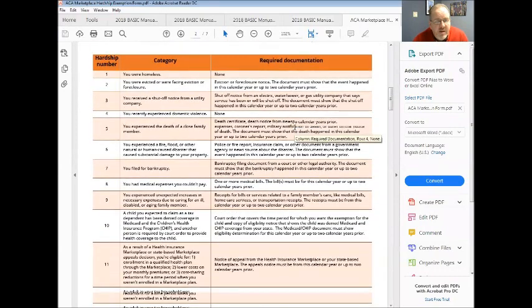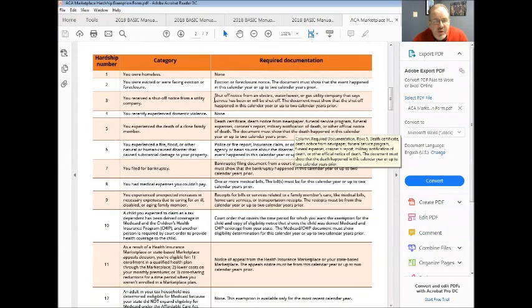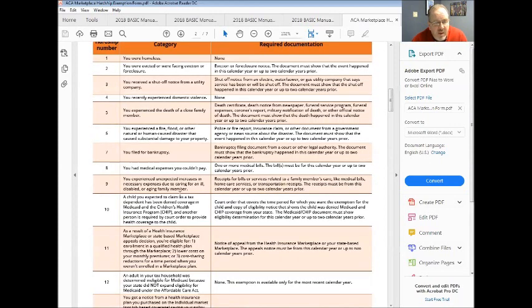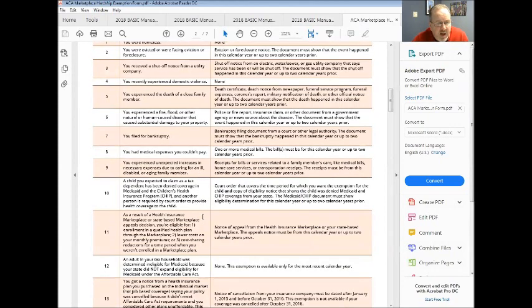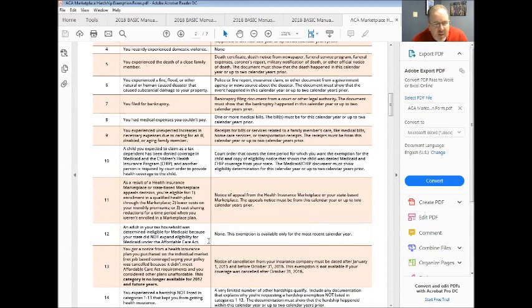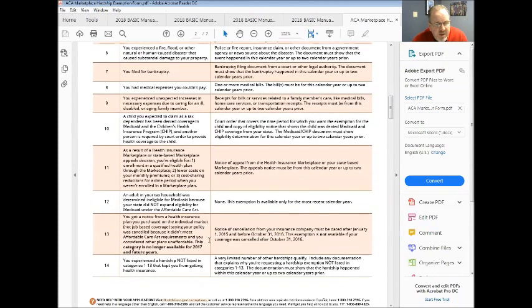As you can see on here, these are the categories for the hardships. You can give numbers: you're homeless, you're evicted. Hey, I forgot to pay the light bill, I got a shut off notice. That could be domestic violence, bankruptcy, unexpected increase in expenses because we had an ill, disabled, or aging family member. We had some medical bills. Somebody in your household became ineligible for Medicaid because of something, whatever the circumstances were.